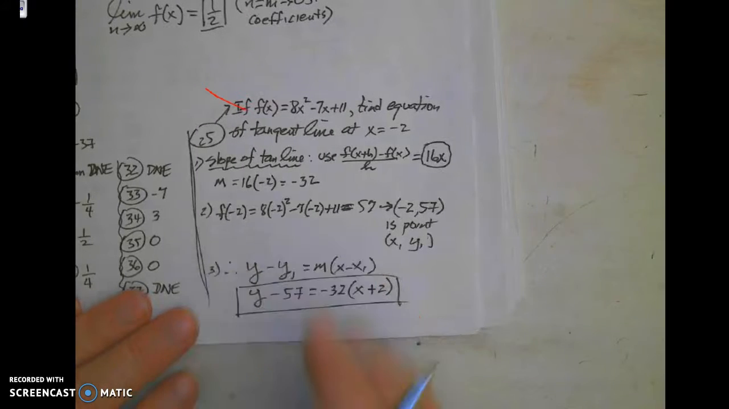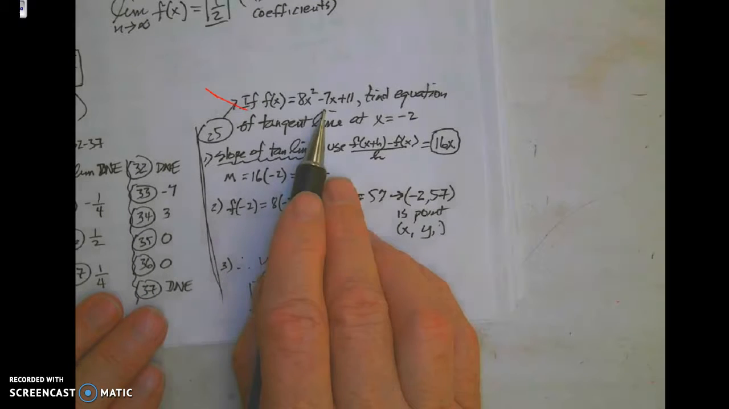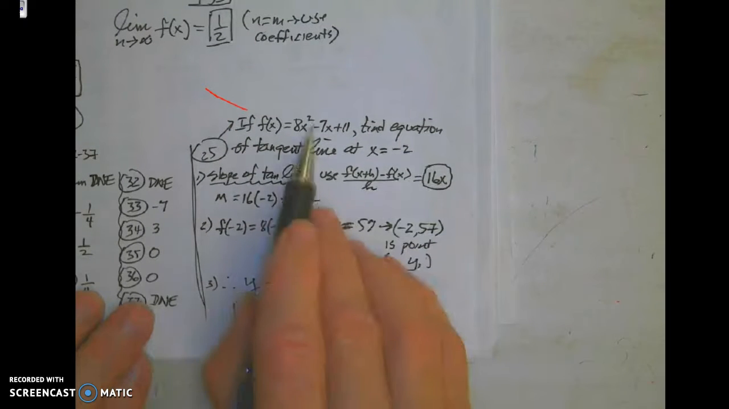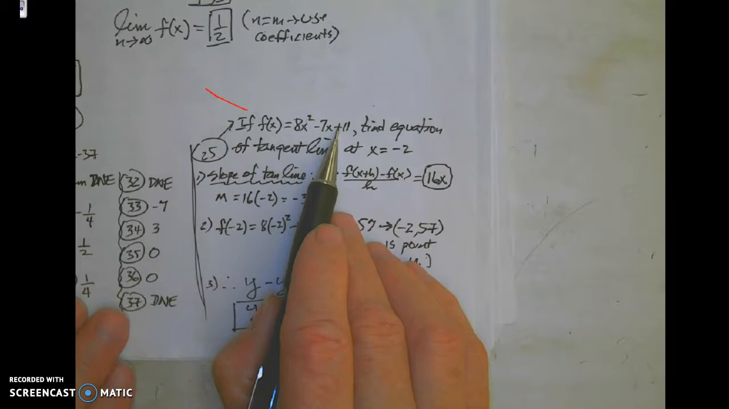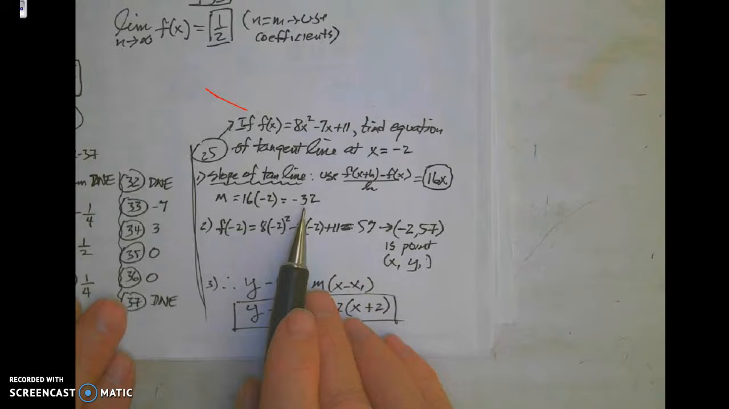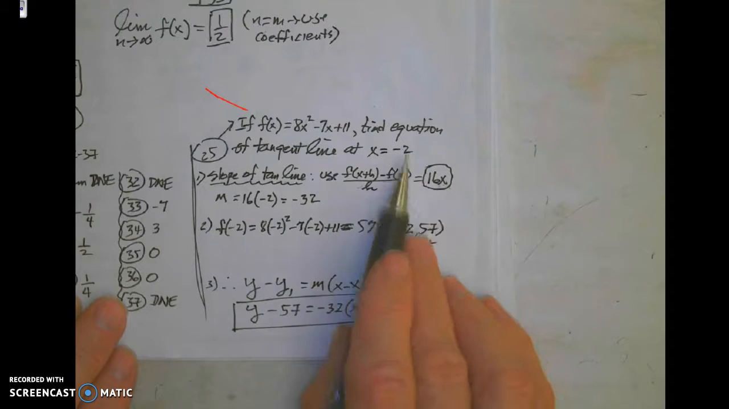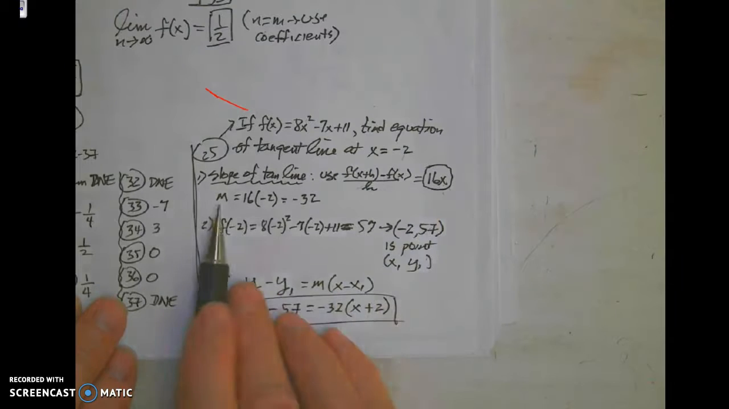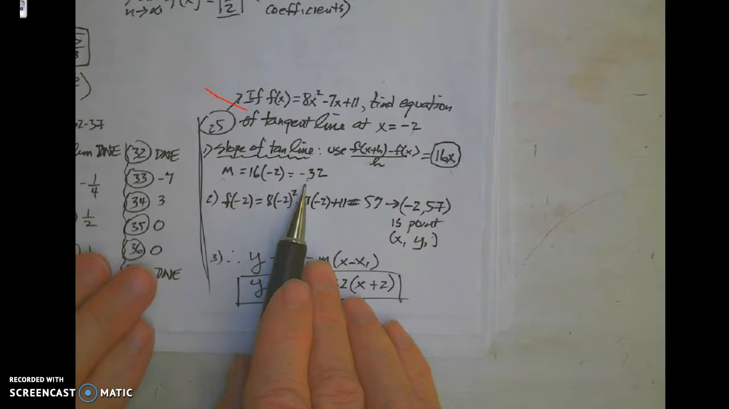So to find the tangent line of this, you're going to have to find the slope of the tangent line, and when you use the limiting process, f of x plus h minus f of x over h, as h goes to 0, you'll find out that your slope ends up coming out to, using this process, 16x. Now you can plug the negative 2 in, and you'll get a slope of negative 32.